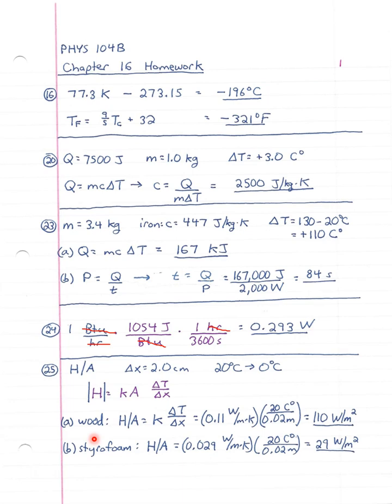So for wood, we're going to solve for H over A. So I'm taking that formula up above where my pointer is and just dividing it by A. That'll give heat loss per area. It's K delta T over delta X. Well, the K for wood is 0.11 watts per meter Kelvin times, we're dealing with 20 degrees Celsius difference over 0.02 meters, and you should get 110 watts per square meter.